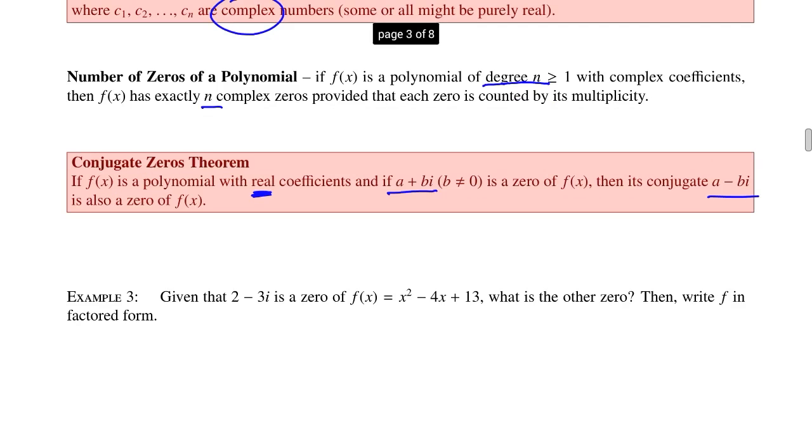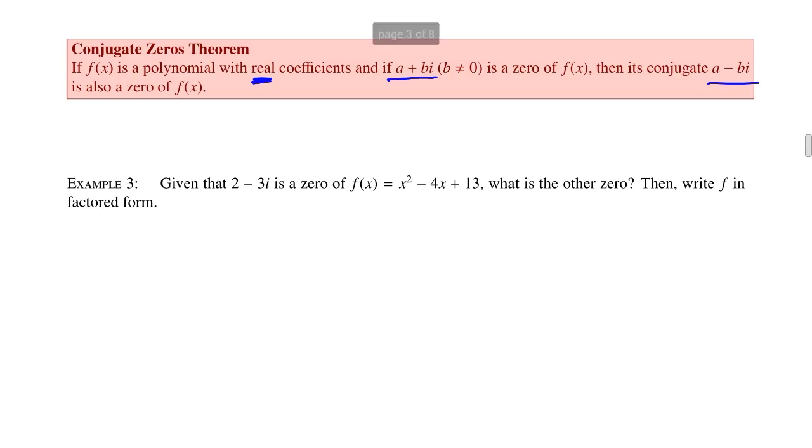Let's see how to use that in example 3. Given that 2 minus 3i is a 0 of f of x equal to x squared minus 4x plus 13, what is the other 0? And then write f in a factored form. So first off, notice that the f of x has real coefficients.